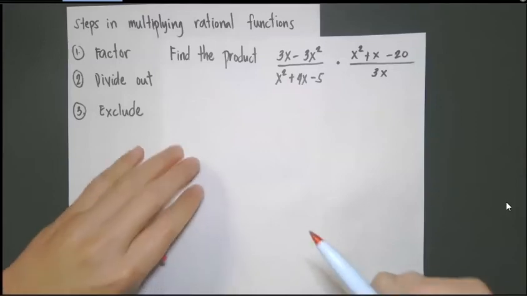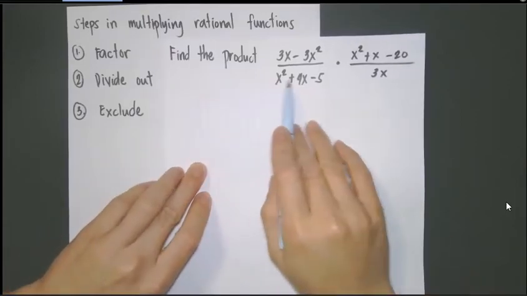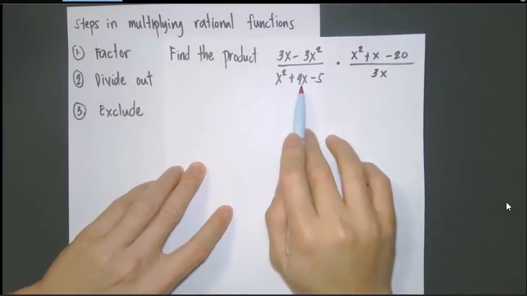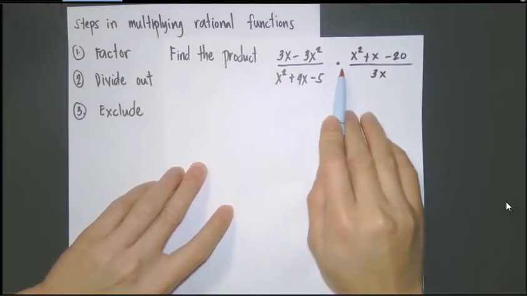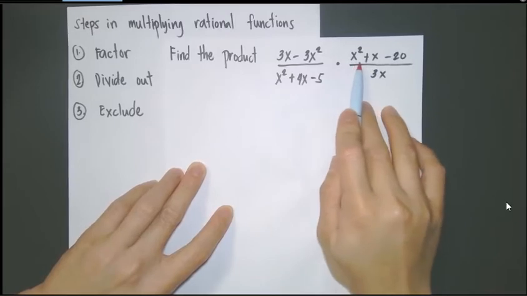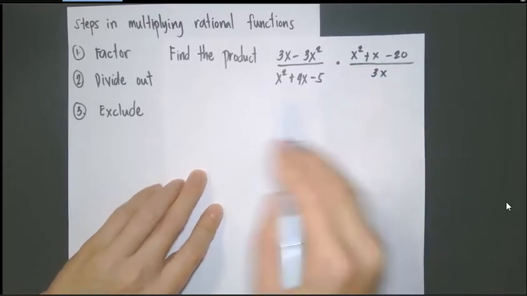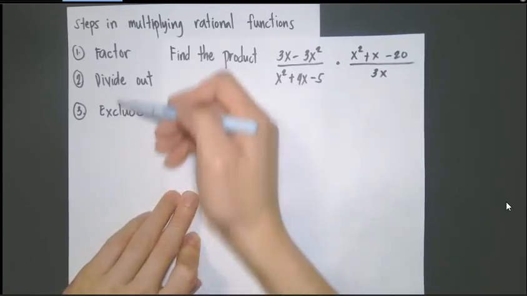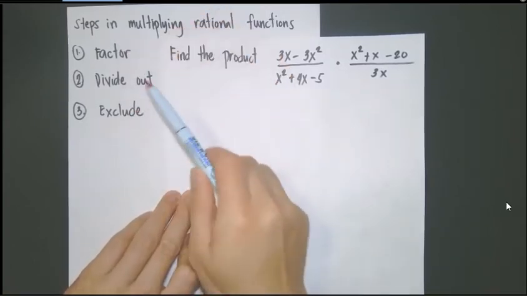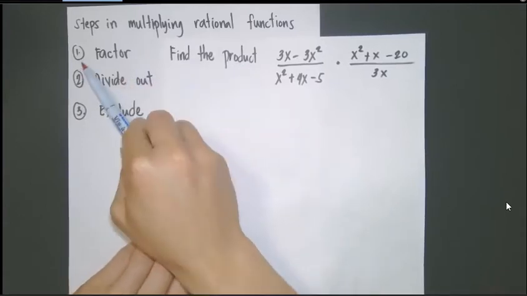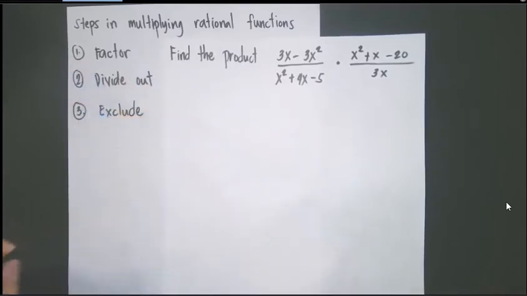So our problem is to find the product of 3x minus 3x squared over x squared plus 4x minus 5 multiplied by x squared plus x minus 20 over 3x. Same with the previous problems we had, we will be following these simple steps in multiplying rational functions. So the first thing we'll do is to factor our factors.